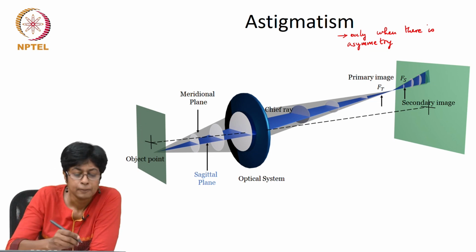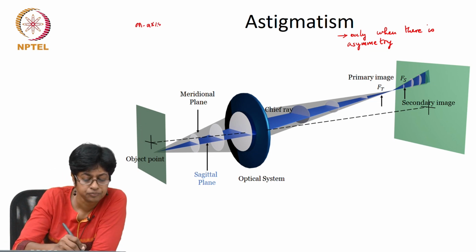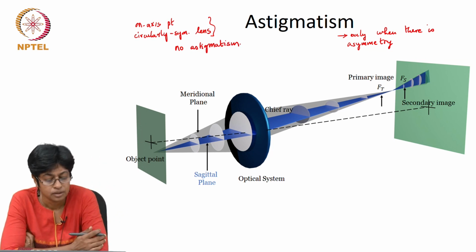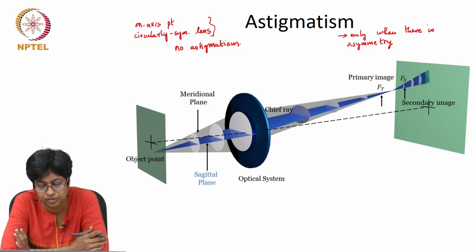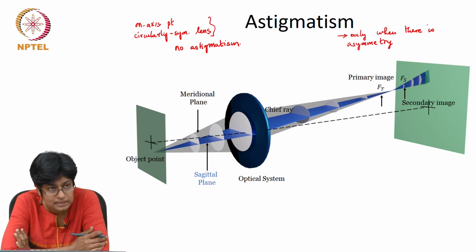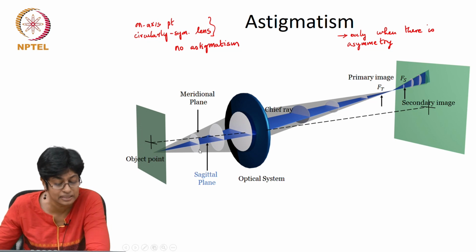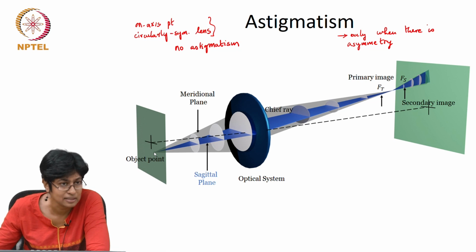So if I have an on-axis point and a circularly symmetric lens, then you will have no astigmatism. You can see in this particular figure, the astigmatism is arising because you're looking at an off-axis point. The lens is circularly symmetric, but you have an off-axis point, and that is where the asymmetry is arising.